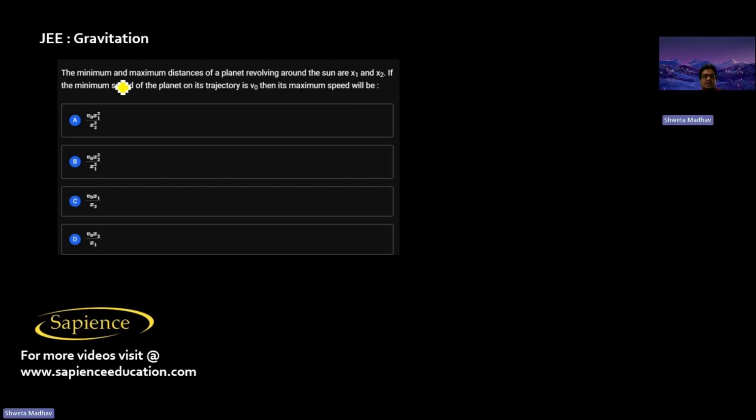And here it is told the minimum and maximum distances of a planet revolving around the sun are x1 and x2. If the minimum speed of the planet on its trajectory is v0, then the maximum speed will be. So we know that the angular momentum will remain constant. So therefore I can say mvr is remaining constant. So I can say that v1 r1 will be equal to v2 r2.